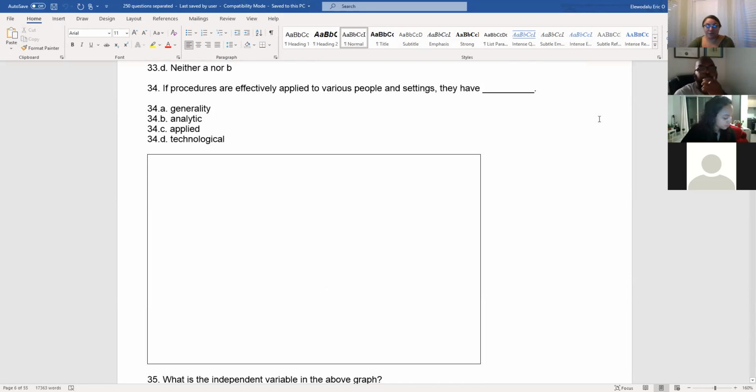If procedures are effectively applied to various people and settings, they are generality. Generally, yeah. A, 34. Let's see. Yep, 34 is A.